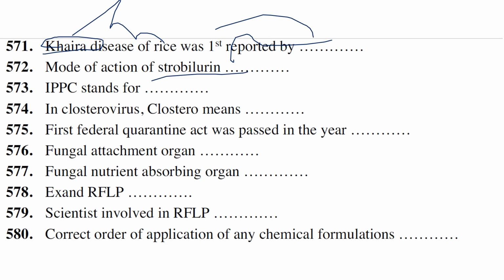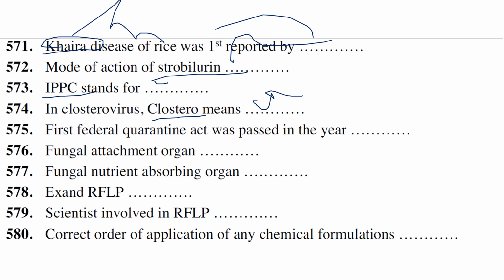IPPC stands for International Plant Protection Convention. IPPC first happened in Italy, Rome, 1951. So probably 52 is mentioned as well. Closterovirus means generally thread-like. The best example is what we just discussed, right? Citrus tristeza virus, or Closterovirus, is a thread-like kind of virus.